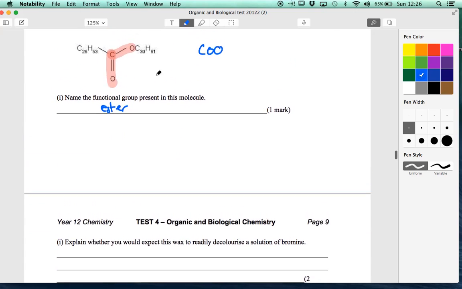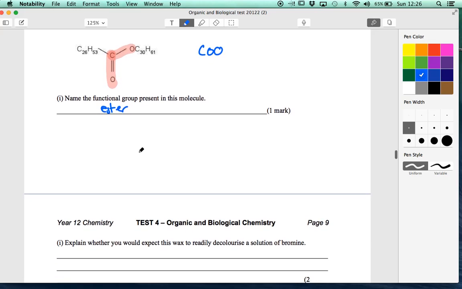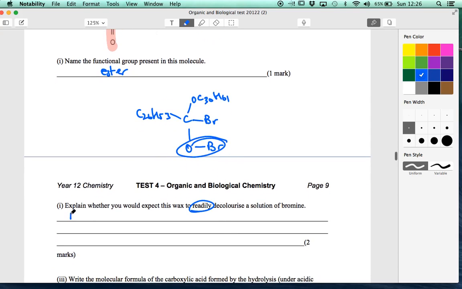However, very rarely do you get a compound that looks like C26H53. Now remember, you'll have an O out there with a C30H61. You'll have a bromine off this one, you'll have oxygen and a bromine off that one. Doesn't necessarily occur because you've got these two big ones here. So technically yes, it would decolorize, but in this case it says readily, so my answer would be in this case no.